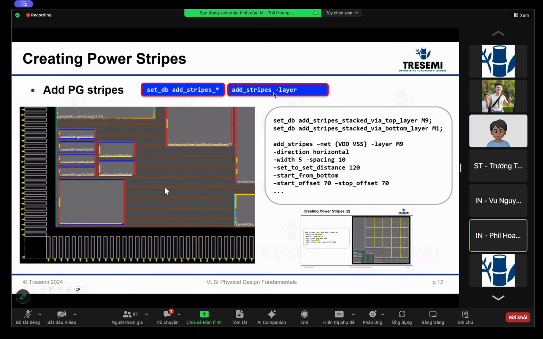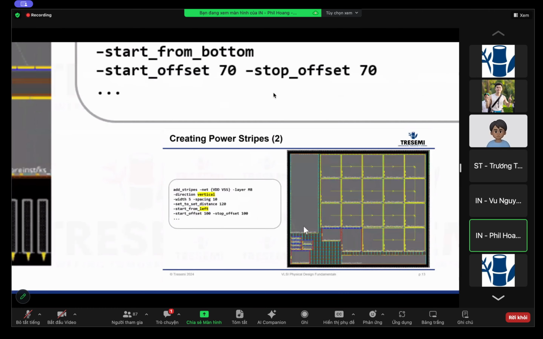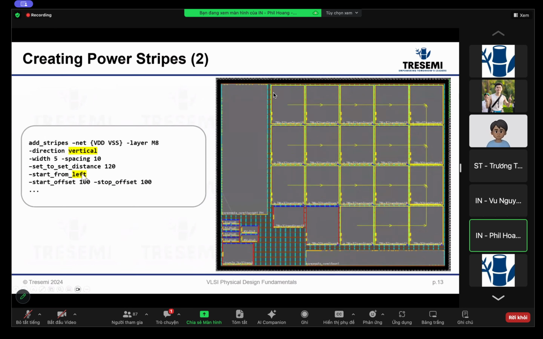So this is horizontal metal 9, and then in addition you will build the vertical metal 8, in light blue here. So you use add stripe, direction vertical, layer metal 8, and width, whatever. So this is how you build the stripes. And these are the way you distribute the power to the standard cells.